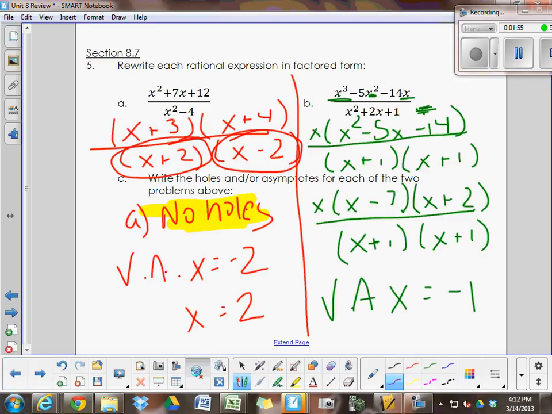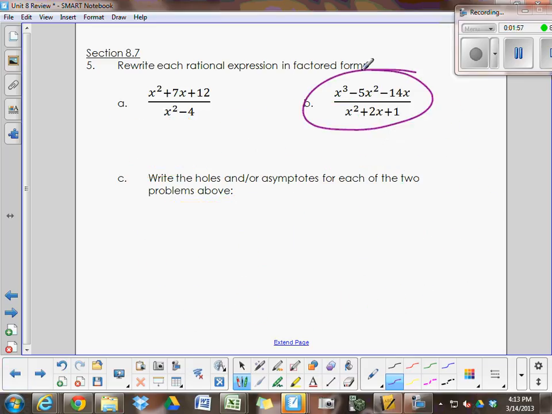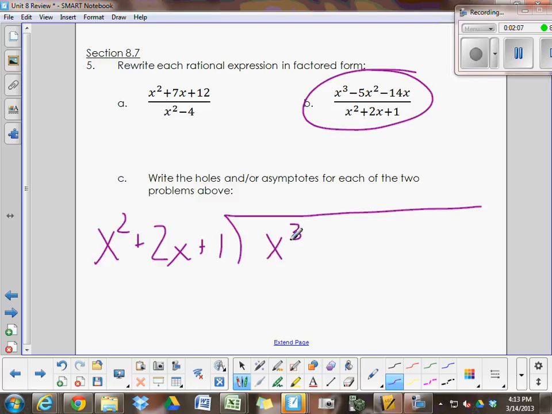For 5b, it's top heavy, x cubed is larger than x squared, so we're going to do long division. Little note here, if you do long division and it works out perfectly with no remainder, there's no slant asymptote. So x is our start value. X times x squared is x cubed.